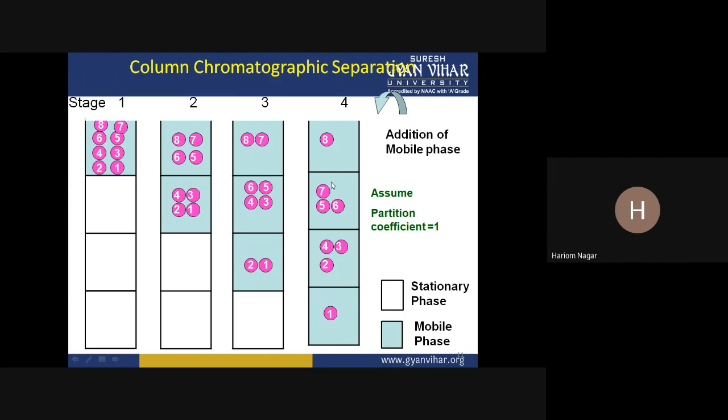This is how separation is obtained. Here there is addition of the mobile phase. We continuously add the mobile phase into the column, or pass it through the column, and with this mobile phase the components are separated or eluted from the column. Here the assumed partition coefficient is 1. White is the stationary phase, and sky blue is the mobile phase.